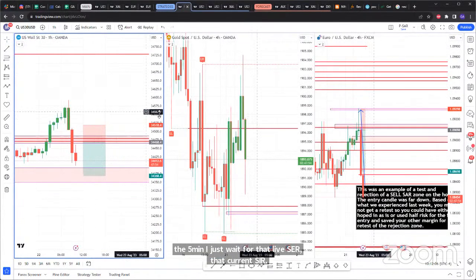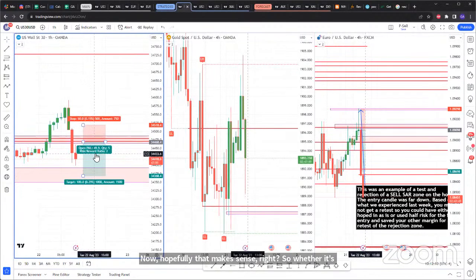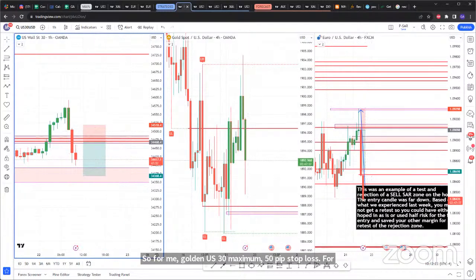So whether it's on the hourly, whether it's on the 4 hours, this is the same thing. The question will always be, if your trade validates, how far are the SAR zones I'm trading? So for me, gold and US30, maximum 50 pip stop loss. For FX pairs, you can get away with 20 pip stop loss, but if you want to be safe, 30.